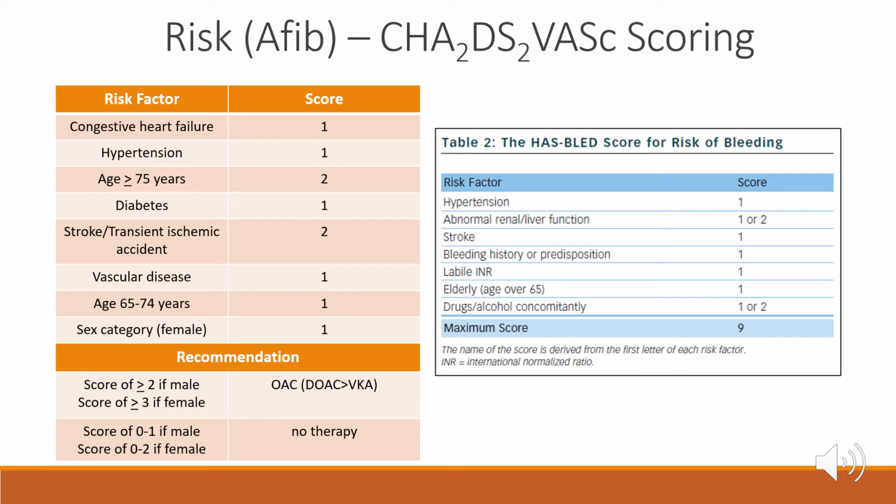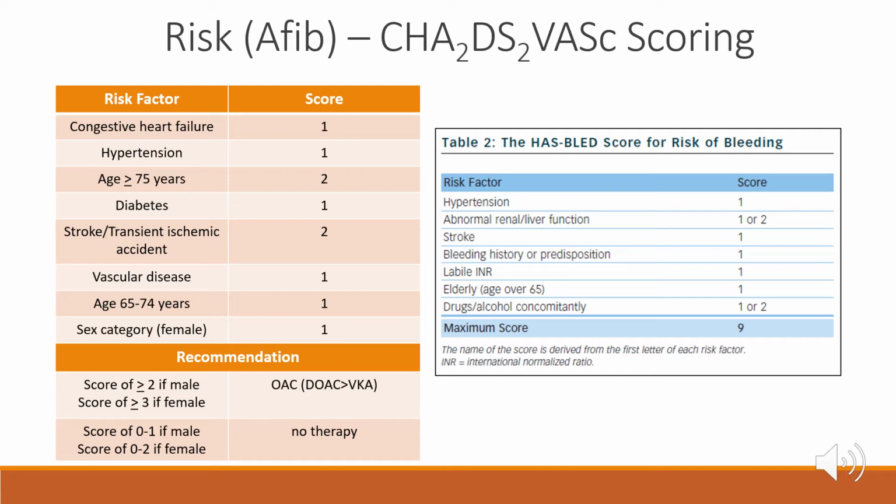For patients with atrial fibrillation, the CHA2DS2-VASc scoring tool is used to estimate patients' risk of having a thromboembolic event. This scoring tool takes into account 8 different characteristics that patients can have, and patients can score up to a maximum of 9 points. If patients have congestive heart failure, hypertension, diabetes, vascular disease, are female, and are between the ages of 65 and 74, they will receive 1 point for each characteristic.